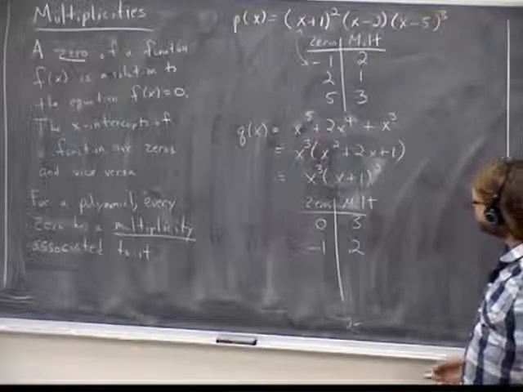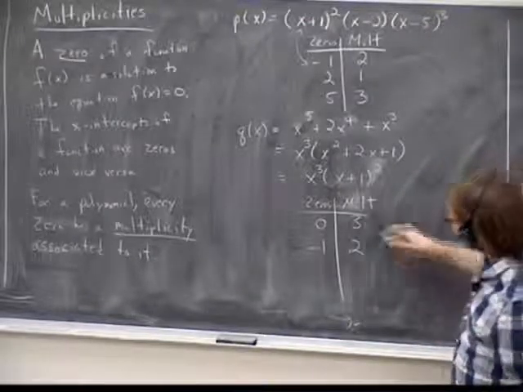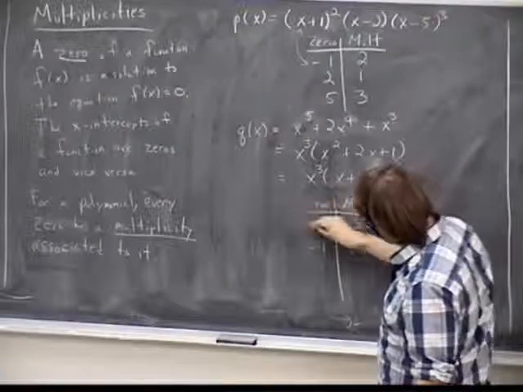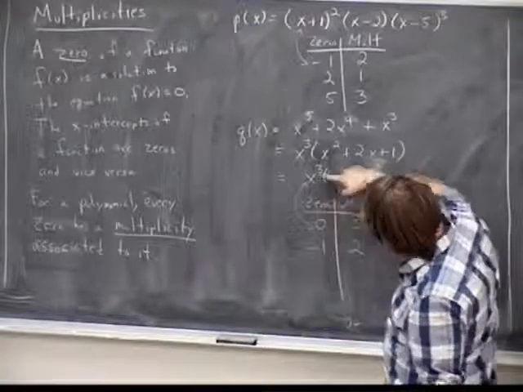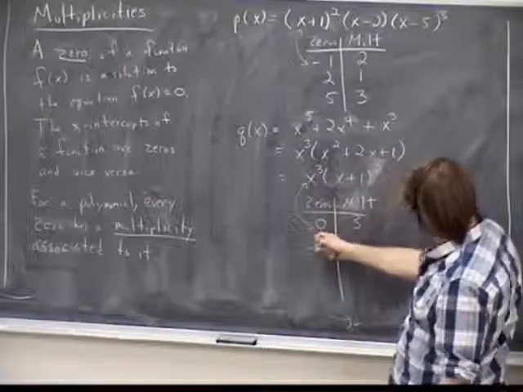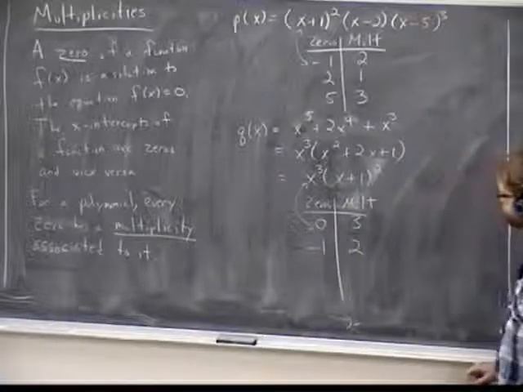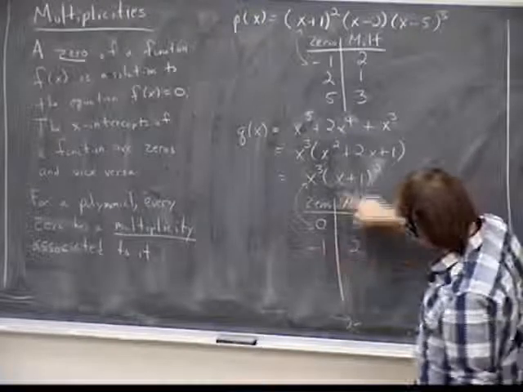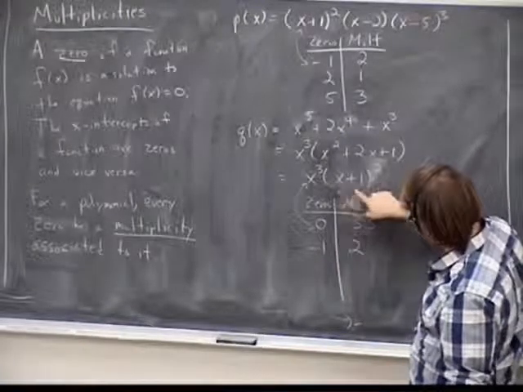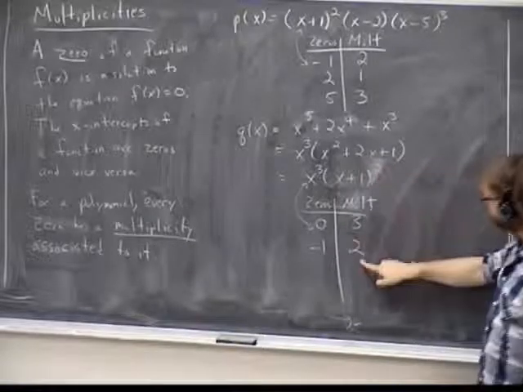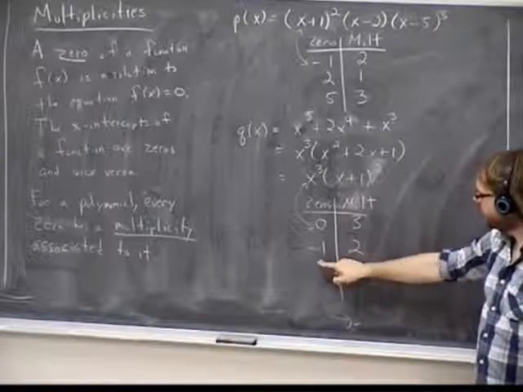Okay, now what are the multiplicities associated to them? Well, 0 comes from the term x cubed, and the exponent there is 3, so 0 has a multiplicity of 3. Negative 1 comes from this term, x plus 1, which has an exponent of 2, so the multiplicity of negative 1 is 2.